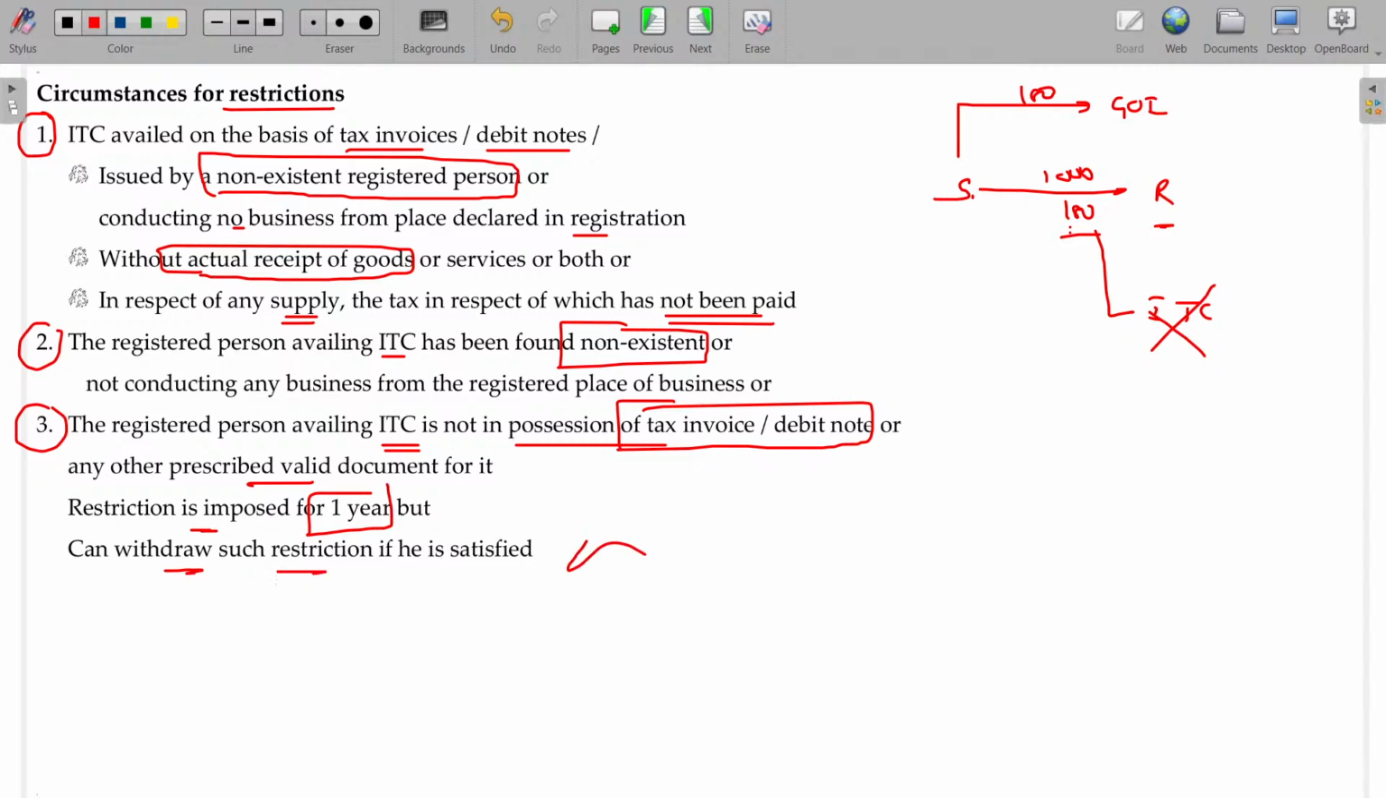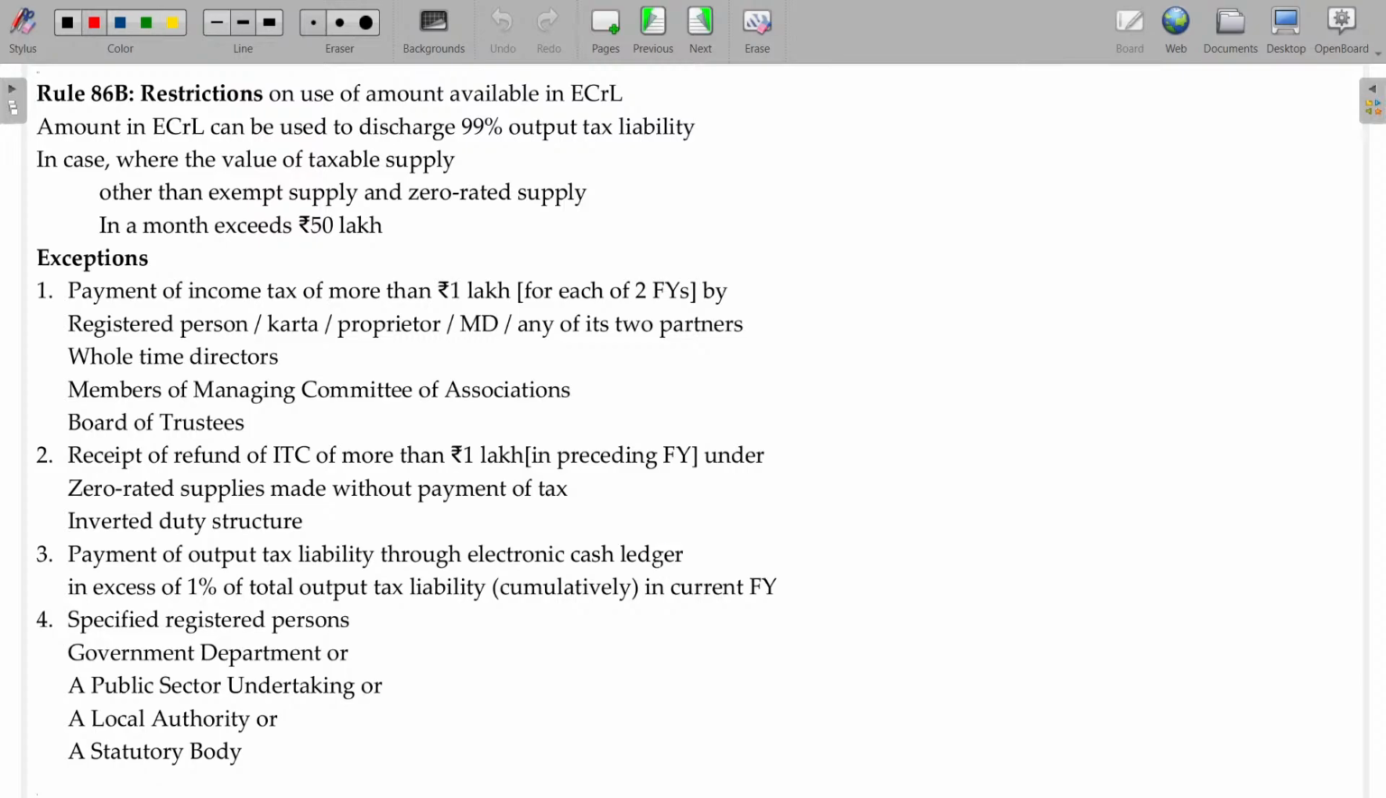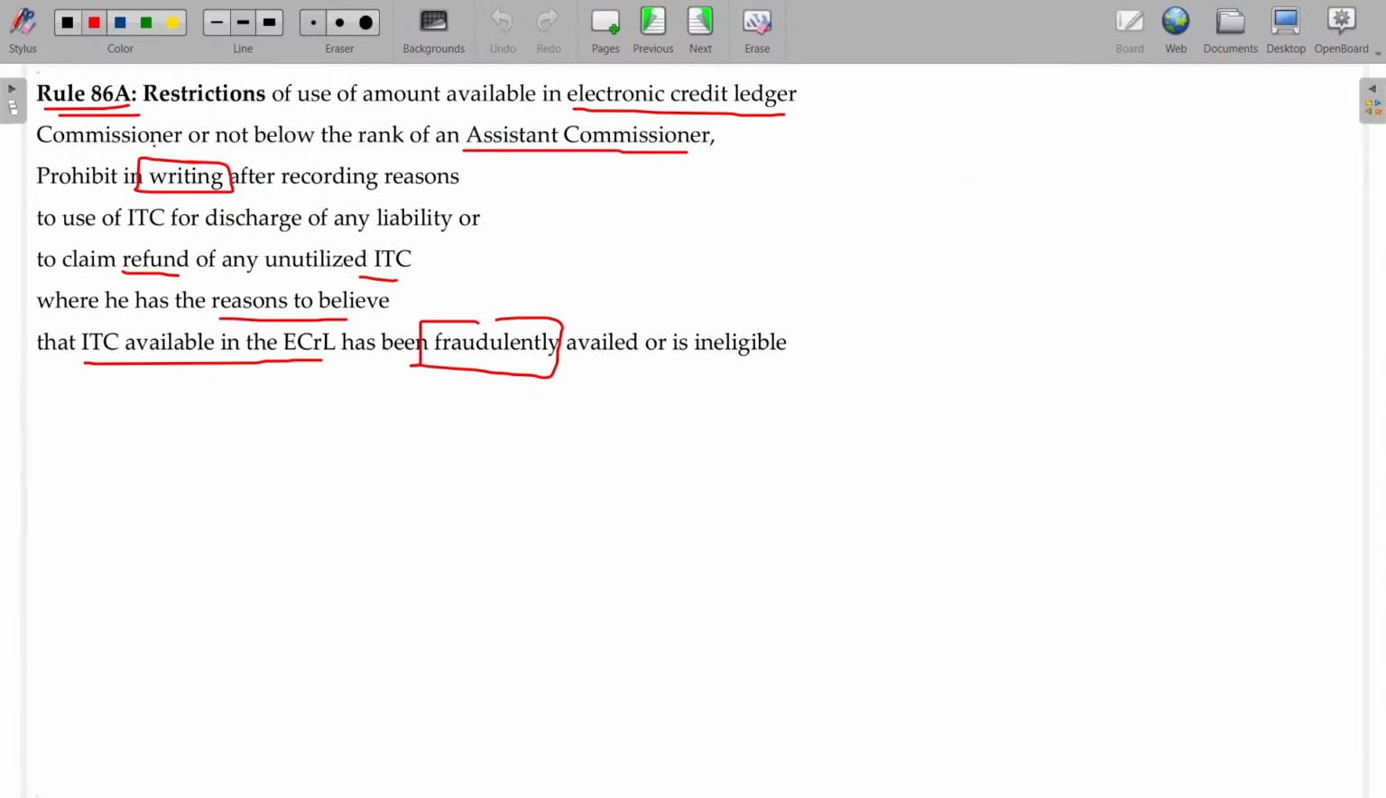Okay, the conditions: one is the supplier being bogus, another is the recipient being bogus, another is goods not received or the supplier has not paid the tax. The last one being, you need to have a valid document, tax invoice or debit note, else you are not eligible for claiming the ITC. Okay, that is the Section 86A restriction.